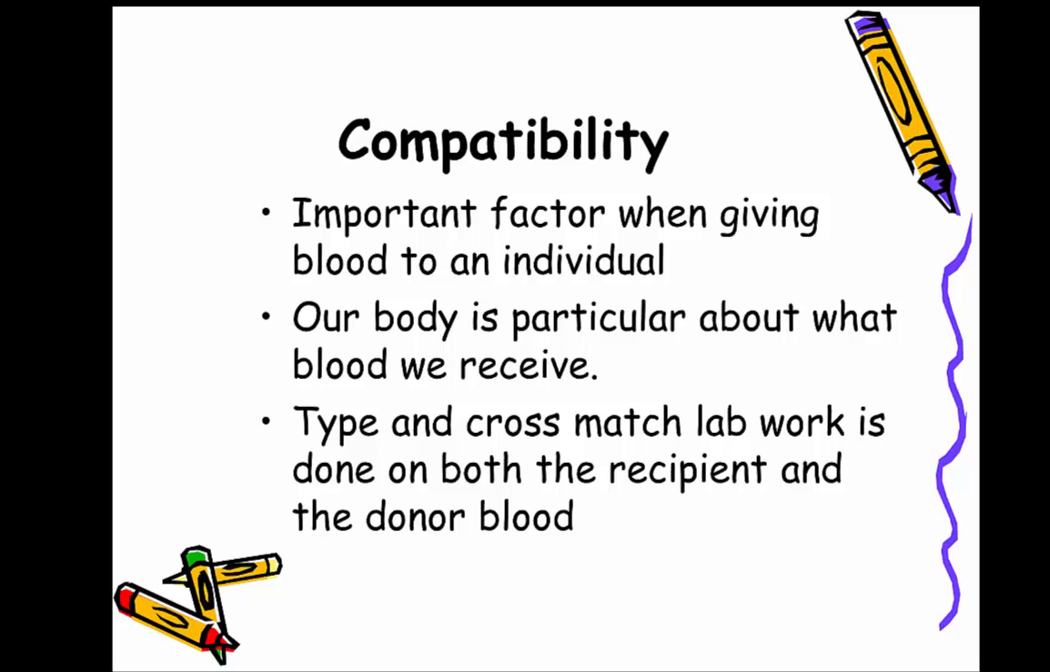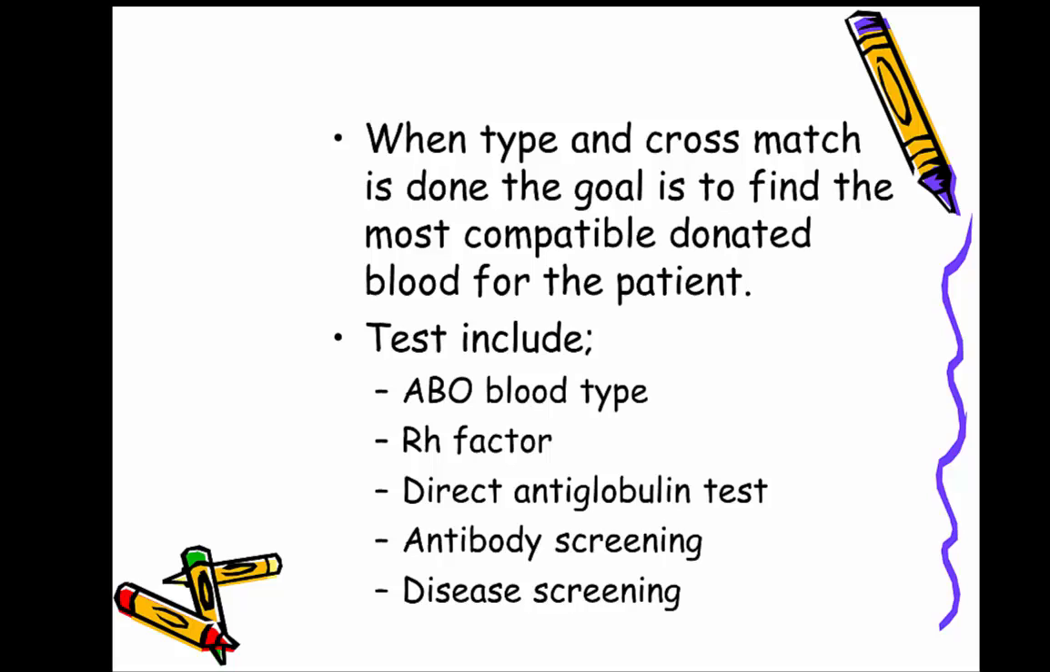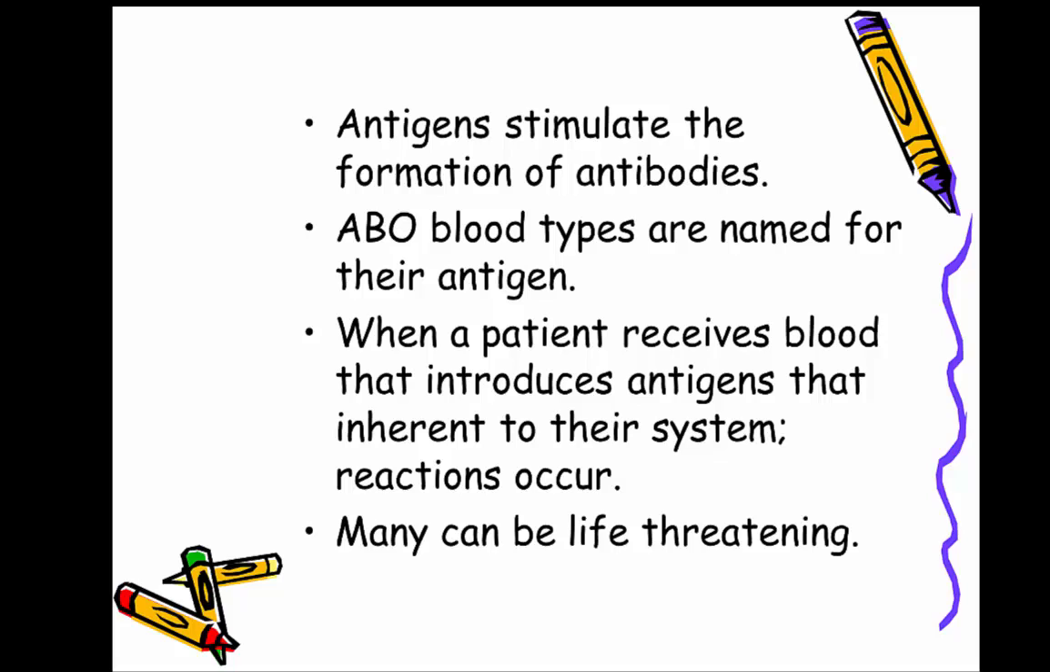So, compatibility, this is very important when individuals are receiving blood. Our body is very particular about what blood we receive, and a type and cross match lab work is done on both the recipient and the donor blood. The type and cross match is done with the goal of finding the most compatible donated blood for the patient. We'll look at ABO blood type, RH factor, some direct antiglobulin tests, antibody screening, as well as disease screening.